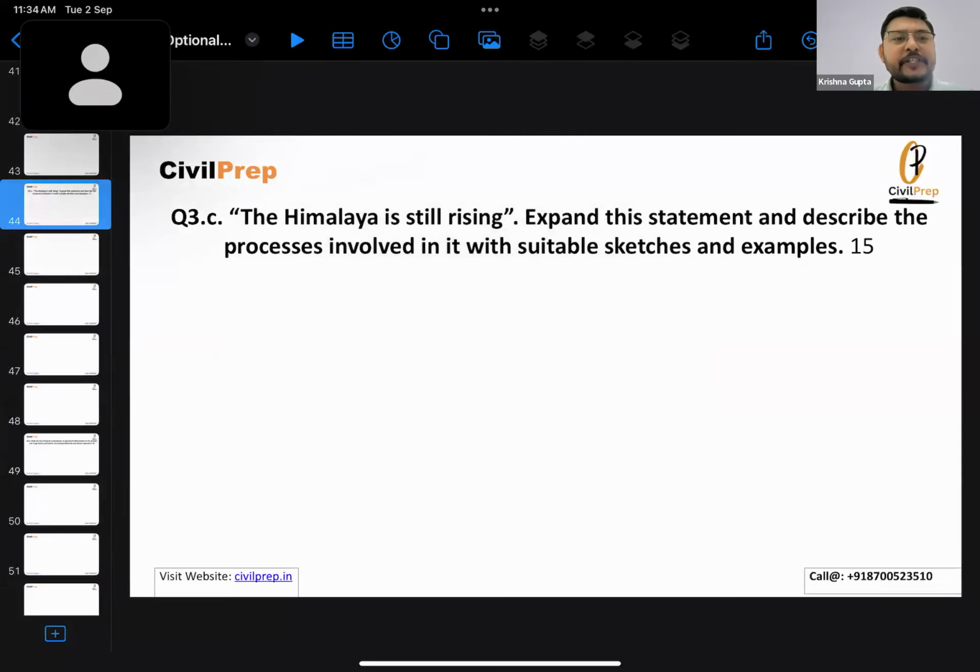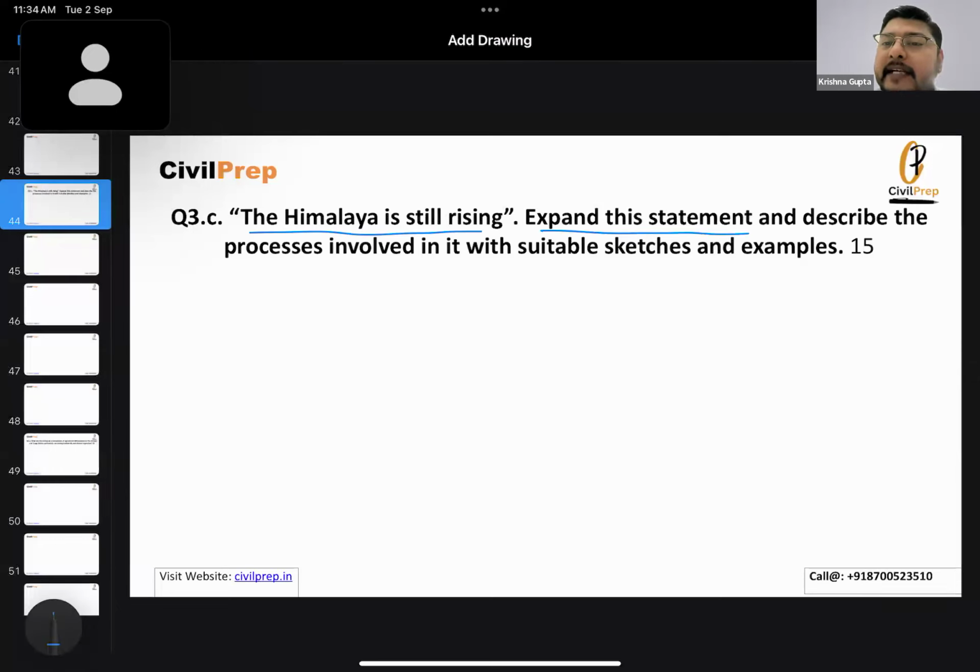We are continuing this session with respect to the Mains 2025, for Geography Optional. We have already discussed up to question number 3B, so here we'll be starting with question number 3C. The question is asking: the Himalayas is still rising. Expand the statement and describe the processes involved in it with suitable sketches and examples.